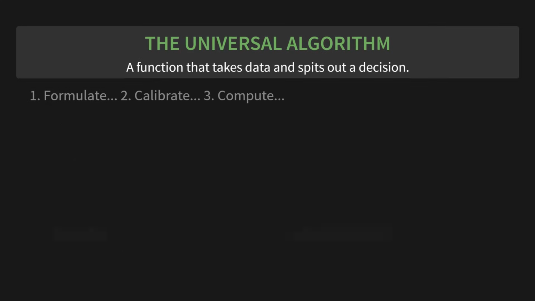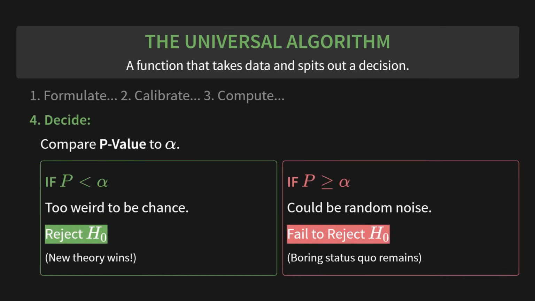And that brings us to the final step. Step 4, decide. This is the moment of truth. You compare your p-value to your alpha. If your p-value is less than alpha, your result is just too weird to be random chance. You get to reject H0. Your new theory wins. But if the p-value is greater than or equal to alpha, well, it could just be random noise. You fail to reject H0, and the boring status quo remains.